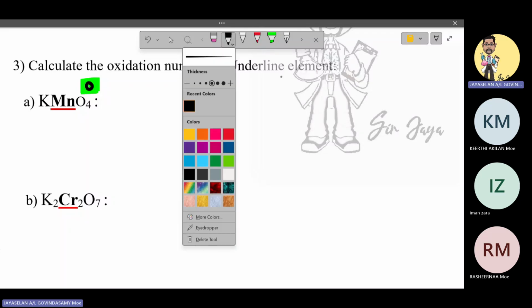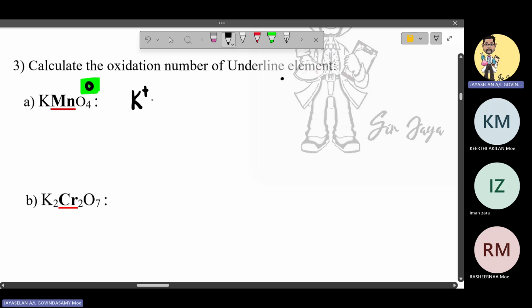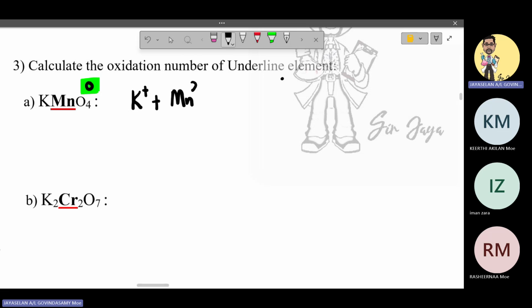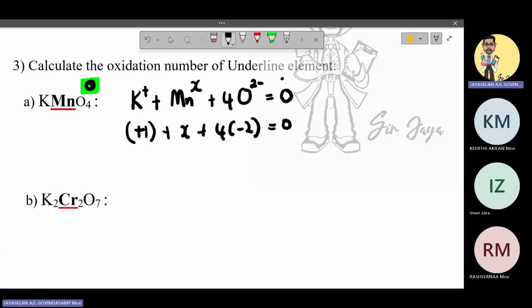Okay, after that, what do you do here? Potassium K positive, plus the one they underline, you put X, plus 4. What is the charge of the oxide ion? Negative 2. Then the sum you put 0, right? You take the 0, put here. Positive 1 plus X plus 4 times negative 2, equals 0. So 1 plus X minus 8, equals 0. X will be what? This one you minus, right? So minus 7, equals 0. X will be what?